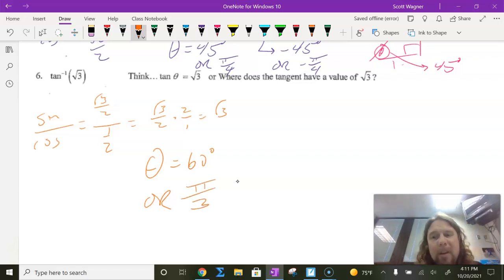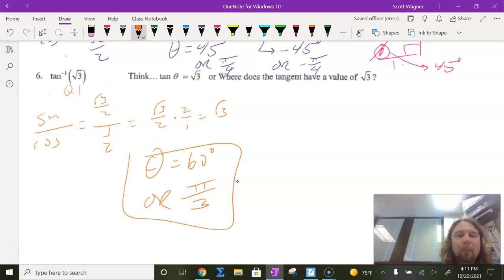Now, do I need to come up with a different quadrant for this one? No way, because it's positive. That's got to be quadrant number 1. So I can lock that one in.